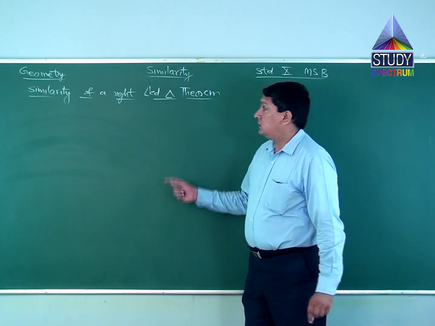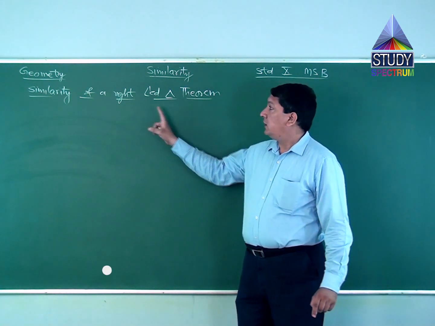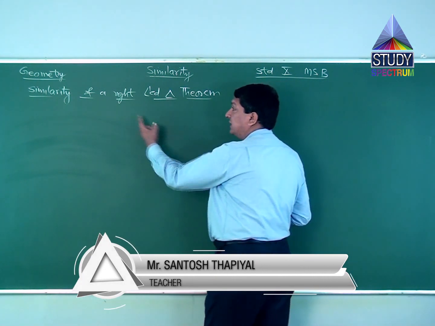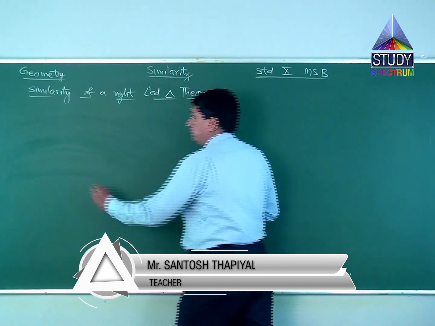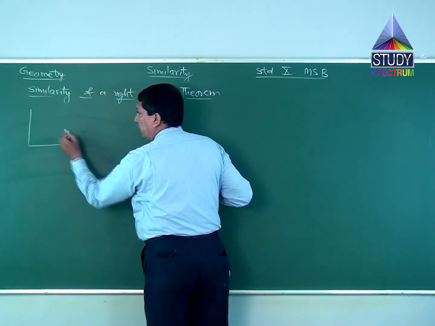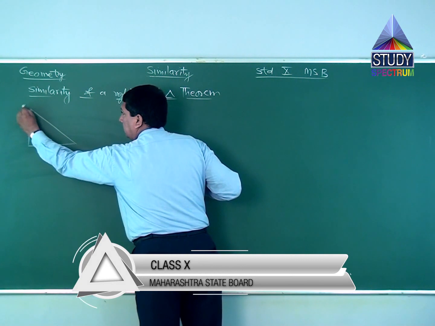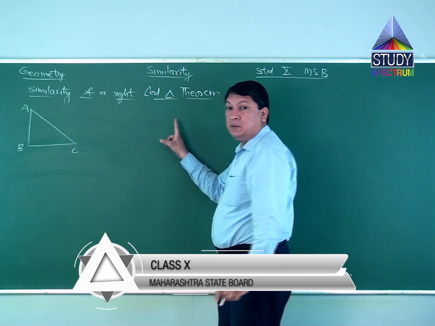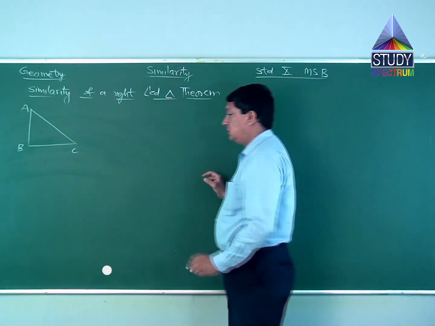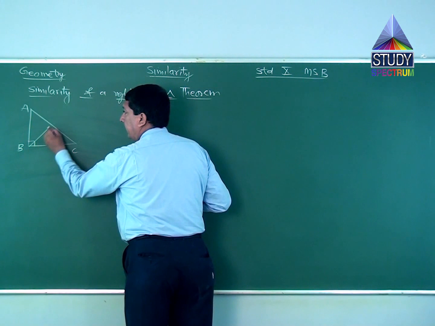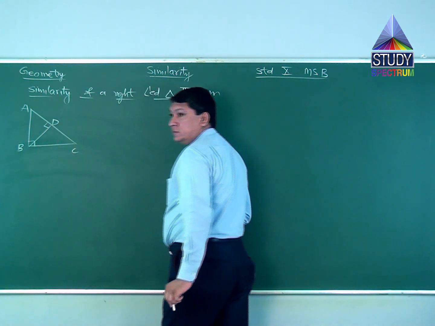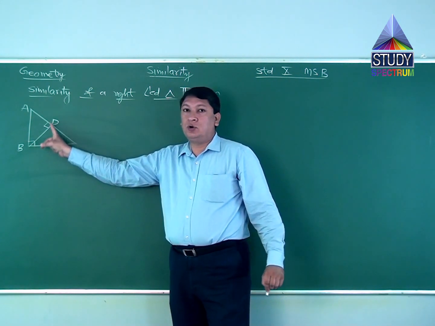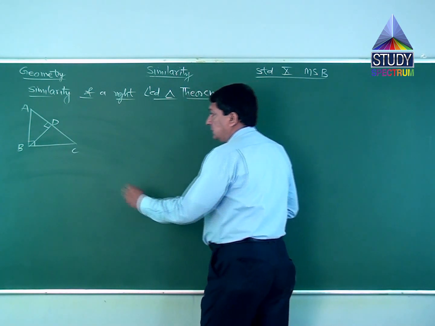Next we'll do some practice. How to identify the sequence of triangles for using similarity of a right angle triangle theorem. So I'll take one triangle this way. Now I want to apply similarity of a right angle triangle theorem in this. So minimum conditions are, one of the angle has to be right angle, and from that right angle vertex there has to be a perpendicular drawn to the hypotenuse. This is our first example.